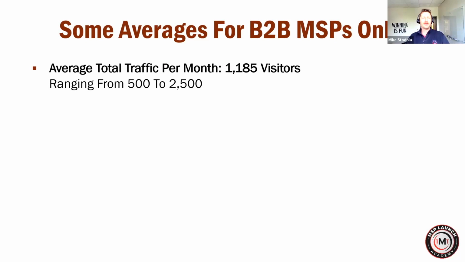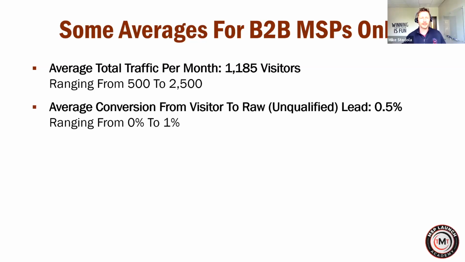So average total traffic per month, this is across, we looked at statistics for, I think it's almost 900 websites that we do, between 800 and 900. So this is a big sample size, from brand new people with 2 clients to people who've been doing this for 20 years. And the average total traffic per month was 1,185 unique visitors. And it really ranged. The vast majority fell somewhere between 500 to 2,500. You had outliers that were below 100, and you had people who had 10,000 views a month, but average about 1,200 visitors in a month.